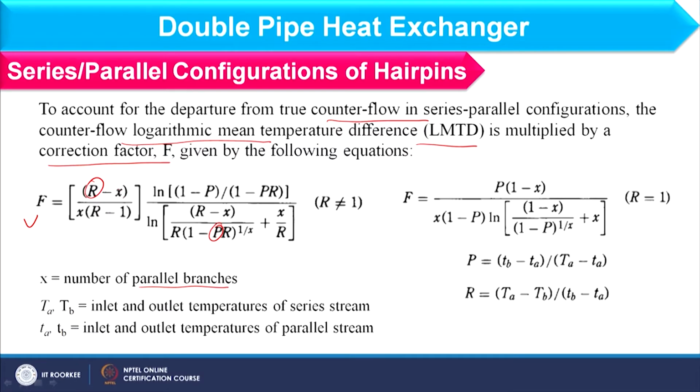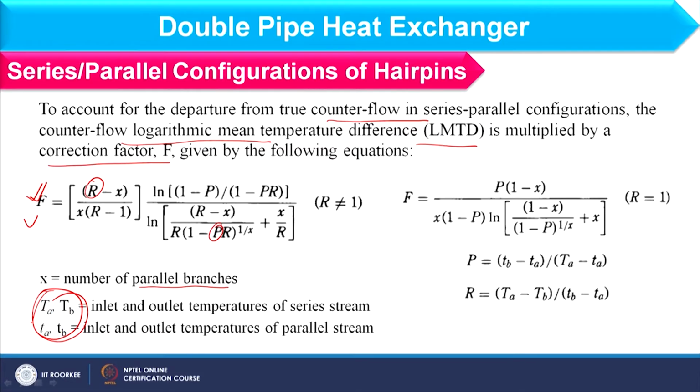So, whatever would be the branches, like in the previous diagram we have seen 2 parallel branches. So, x will be 2 in that case. So, we can simply count the parallel branches, that is the x value, and then we can calculate f value. Okay. So, here we have terminal temperatures of both fluids which is moving in series or in parallel.